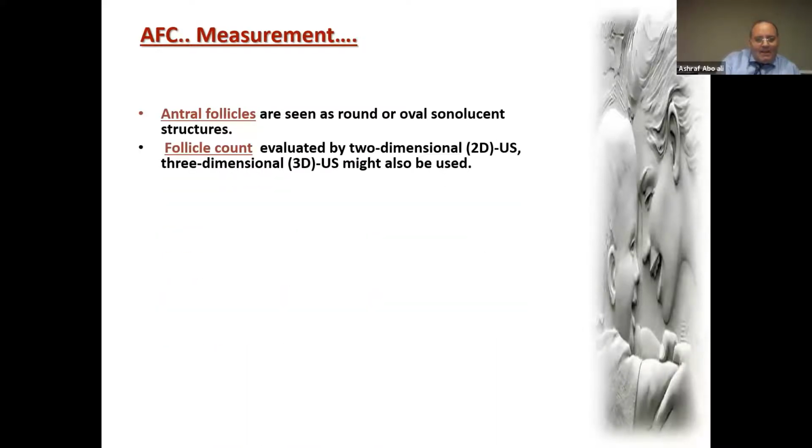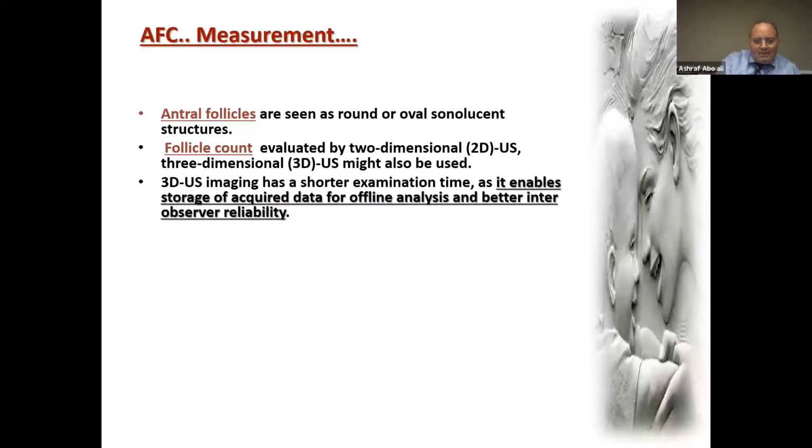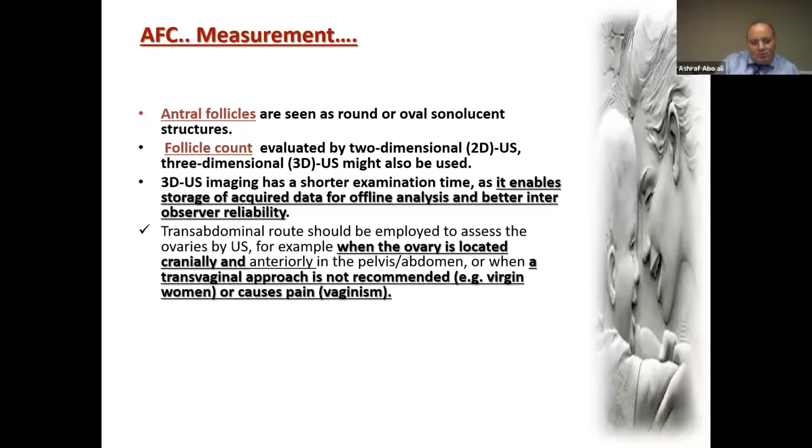When we measure the antral follicle, we should see it as round or oval. If it is round, we can have only one diameter, or if oval, we take the two greatest diameters and average them. 3D ultrasound has shorter examination time and it enables storage of acquired data. But actually, we don't so much need these facilities.